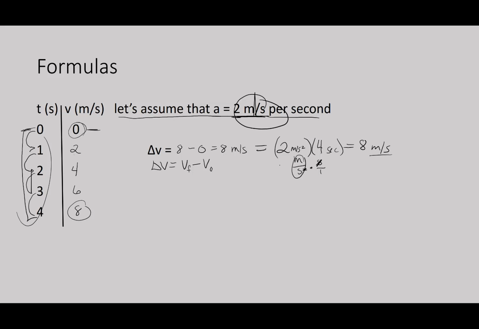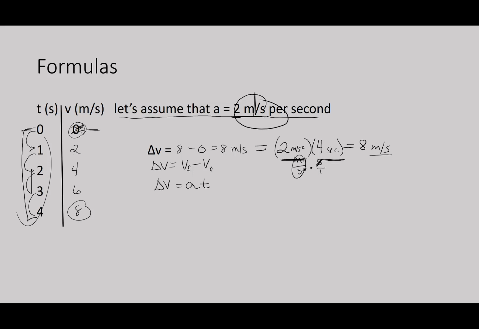So I have another formula that I can use to find my change in velocity, and that's when I take the acceleration times the amount of time that it has occurred. So we will write that as delta V equals AT. Now this would work no matter what our starting velocity is.